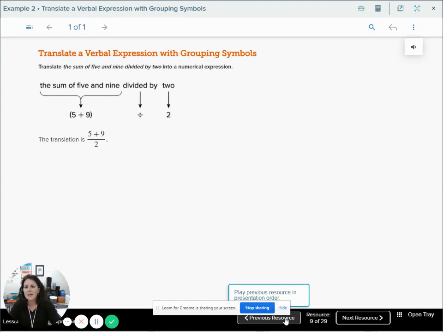So it says translate the sum of 5 and 9 divided by 2 into a numerical expression. So this entire sum, remember sum is the answer to an addition problem, this entire sum is being divided by 2. So it's important that we put parentheses around that sum to show that we add it first and then divide that whole process, that whole answer by 2. Another way of writing this is using the division bar. So 5 plus 9 on top, that shows that that is a group. It acts as a grouping symbol. It groups everything on the top of that problem together and then divides it by 2.